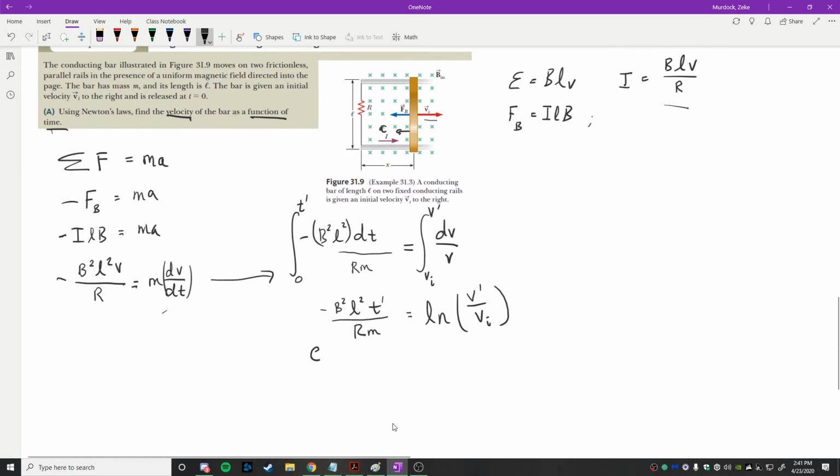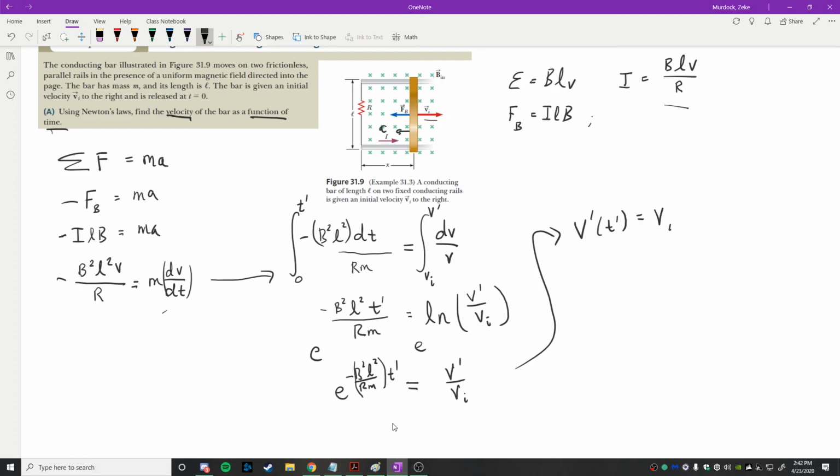And now we raise both sides to the power of e. The right-hand side just becomes v prime divided by vi. The left-hand side becomes just e to the negative b squared l squared over rm, all times t prime. And now we're basically done, because now we can say that v prime of t prime is equal to the initial velocity times e to the negative b squared l squared over rm.